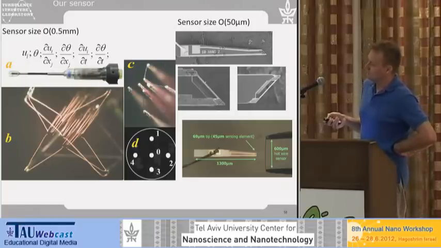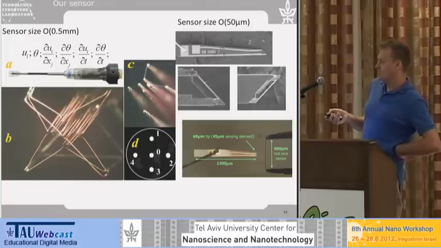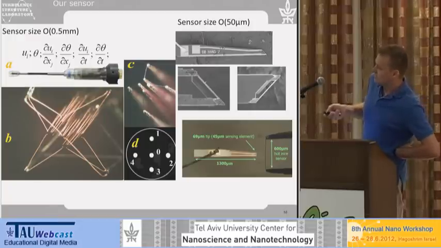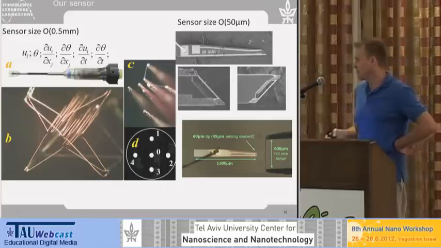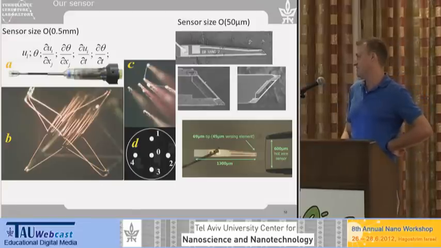We have five arrays. One array is on the order of 1 millimeter, and we are making much smaller arrays, on the order of half a micron to 50 microns.